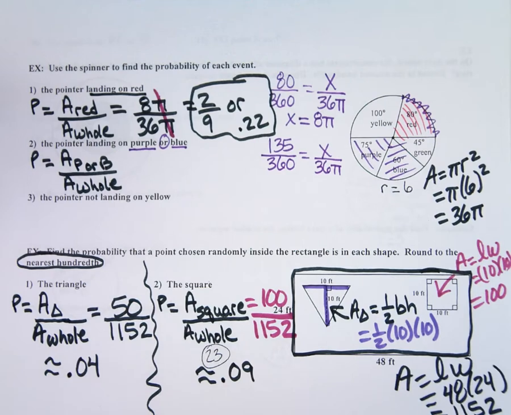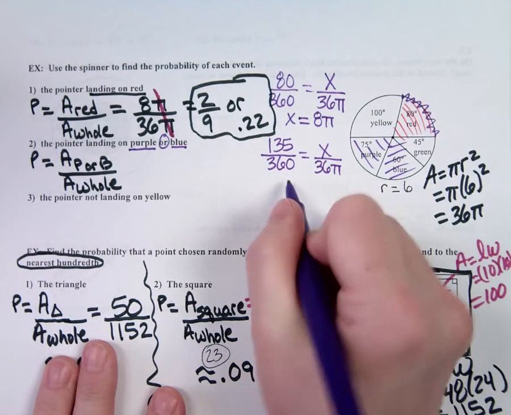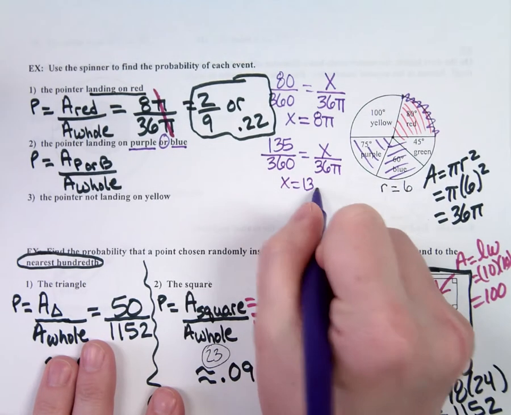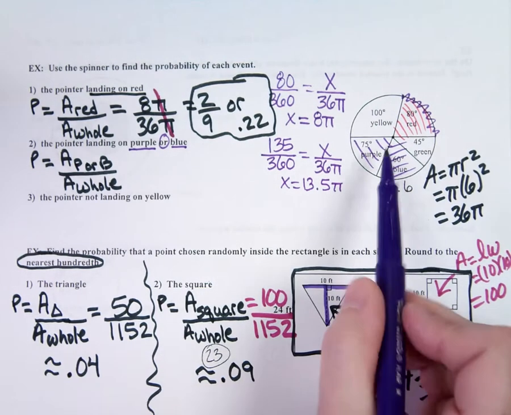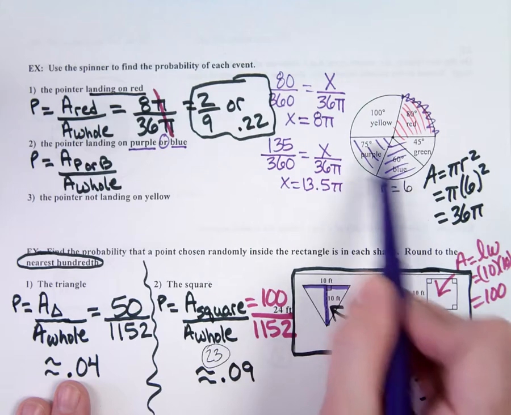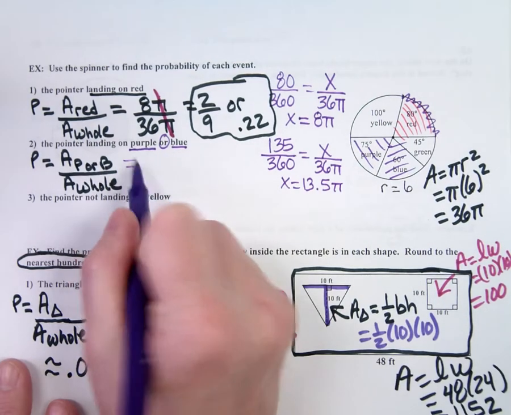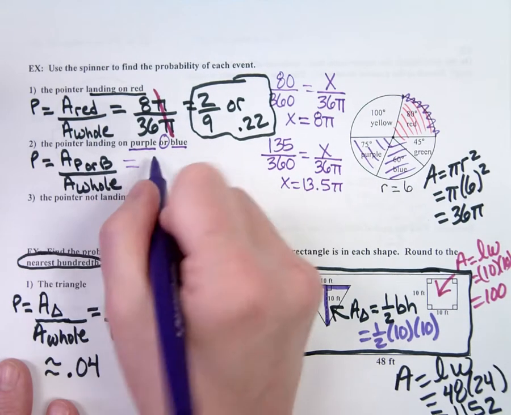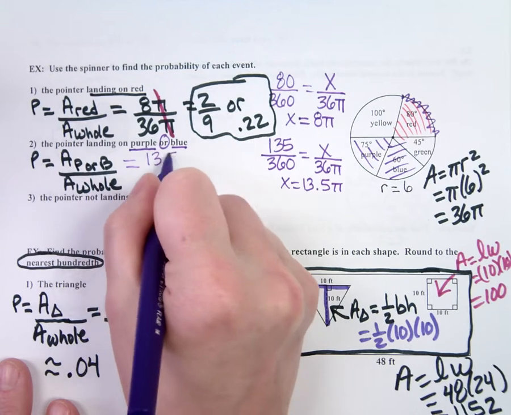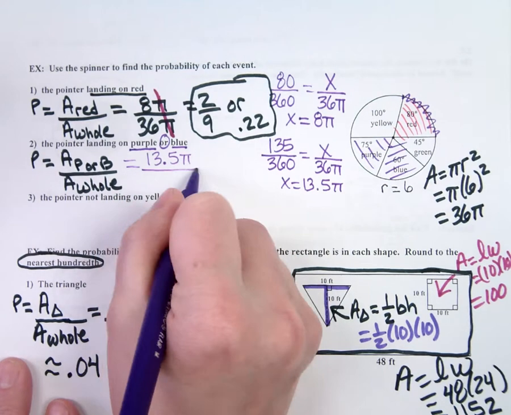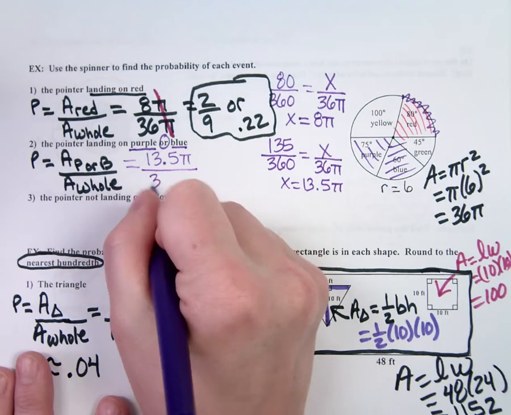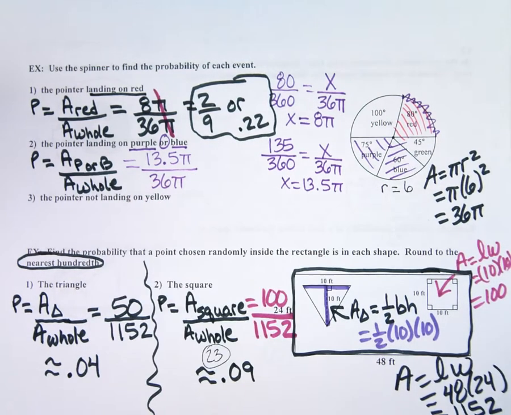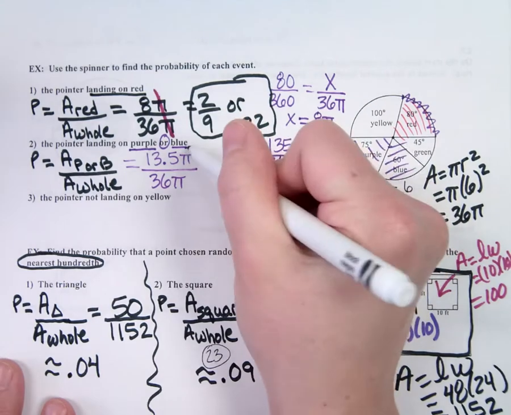Okay, anybody have that one? 13.5? Okay, and then don't forget to put your pi back behind it. So that's the area of the purple and blue section together. So that's what I want right here, the area of the purple or blue. So that was my 13.5 pi divided by the area of the whole thing. And what's the whole thing again? 36 pi. And then anything divided by itself is 1, so the pi's can cancel out.